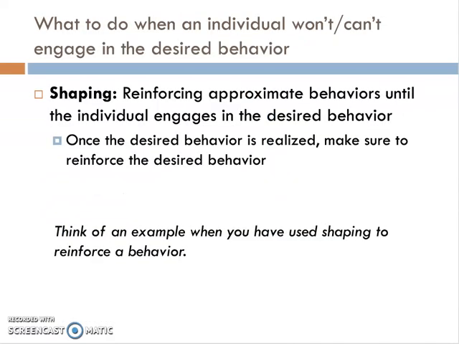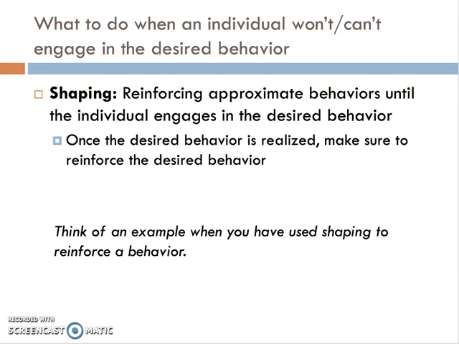Okay, so what do you do when an individual can't or won't engage in a desired behavior? Psychologists have figured out that we can shape behaviors to approximate the desired behavior until an individual can actually accomplish the desired behavior. So once the desired behavior is realized, then we try to reinforce the desired behavior instead of the steps that led up to it.